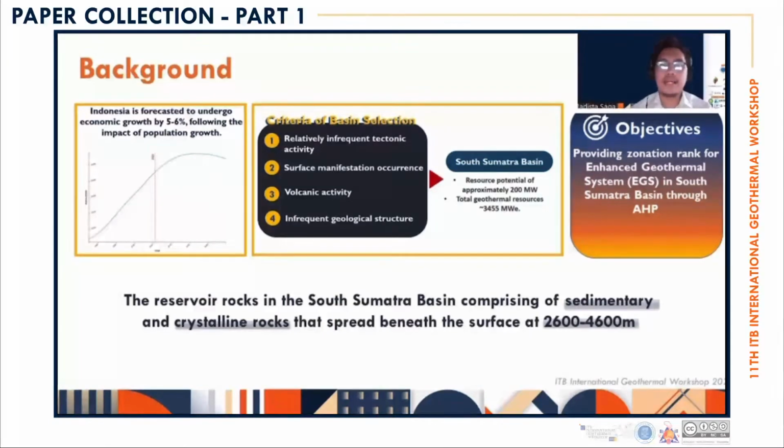Ladies and gentlemen, the excessive population growth has led to immense energy demand, especially in Indonesia. To fulfill the demand, geothermal energy is currently creating a breakthrough, primarily in its development in Indonesia. To maximize the potential, we conduct a mapping strategy regarding the selection of enhanced geothermal systems, primarily in the South Sumatra Basin. The basis of our basin selection is the high resource potential and total geothermal resource. Despite its high potential, the reservoir rocks in the South Sumatra Basin consist of sedimentary and also crystalline rock at a depth of 2,600 until 4,600 meters.